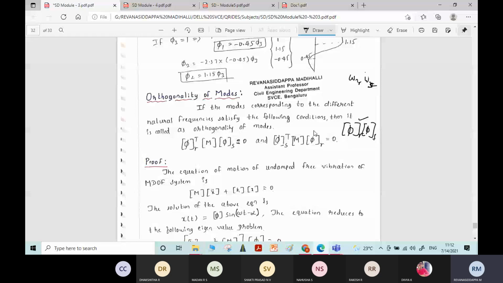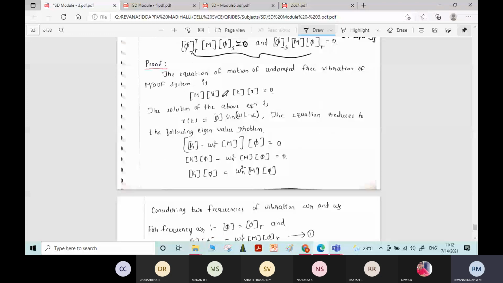Or else it can be reversed as well. Instead of phi r transpose M phi s, it can also be phi s transpose M phi r equal to 0. This is the condition, and you have to prove this condition. To prove it, undamped free vibration is considered, so that it will be easy to prove the theorem of orthogonality of modes.